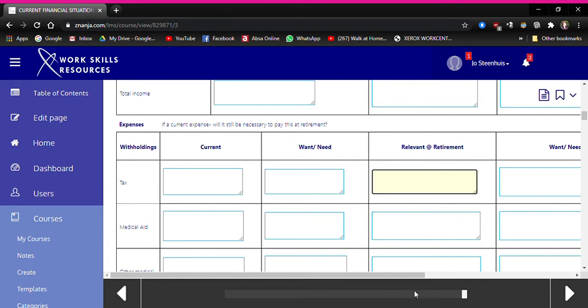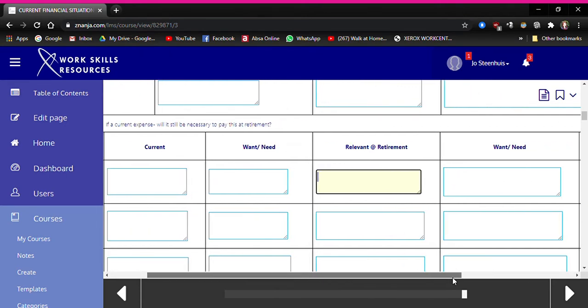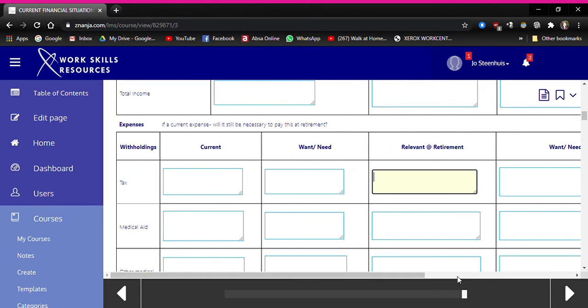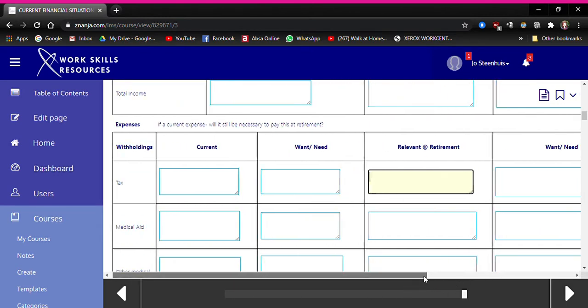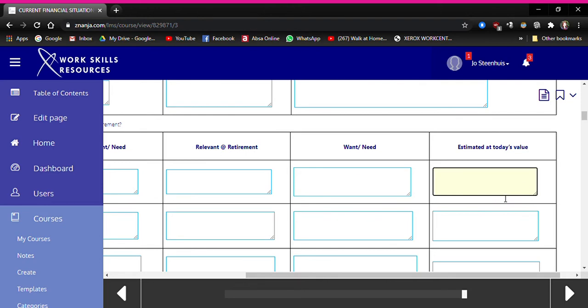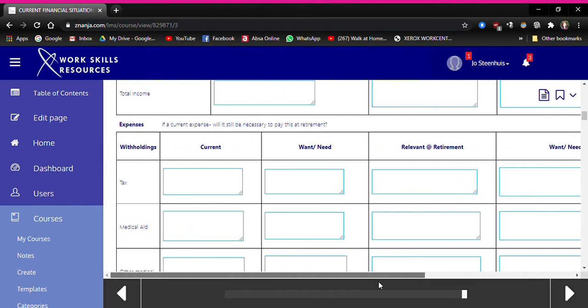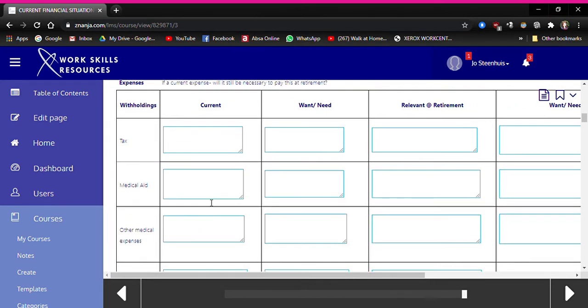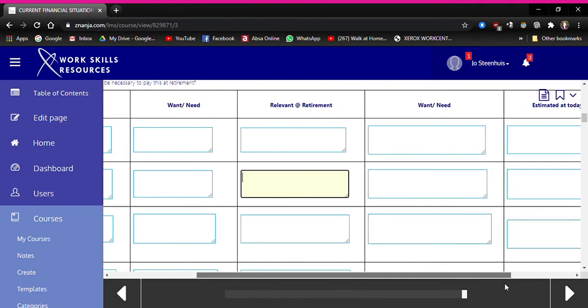Right. And then, of course, we say, is tax relevant at retirement? That's what that column means. Now, of course, it's going to be, but you're going to pay less tax. No? Is that going to be a want or a need at retirement? And then, say for example, my estimated tax right now is 4,000 Rand. Estimated at today's value, what would that 4,000 Rand be? That should be less, because at retirement you pay less tax. Medical aid, current, is that a want or a need? Is it going to be relevant at retirement? In other words, am I going to need it? Will it be a want or a need at retirement?